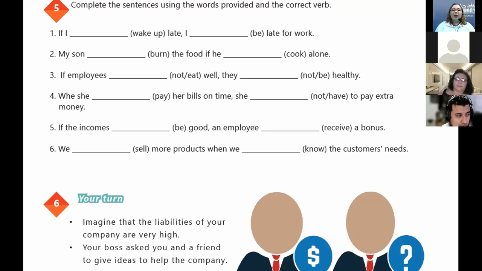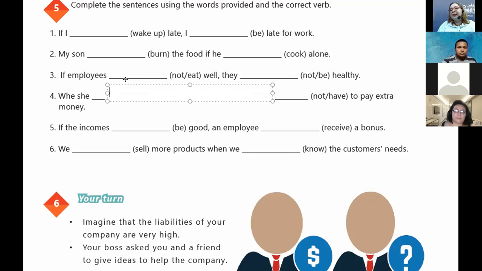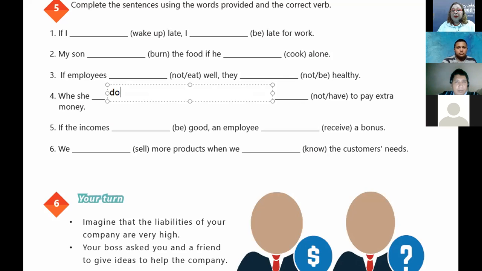Okay. So, if employees, ¿cuál sería acá? Not eat. ¿Cómo se conjugaría ese negativo? Don't eat. Correct. We use an auxiliary with the particle not. Okay. O lo podemos contractar, como dice Silvio, don't.